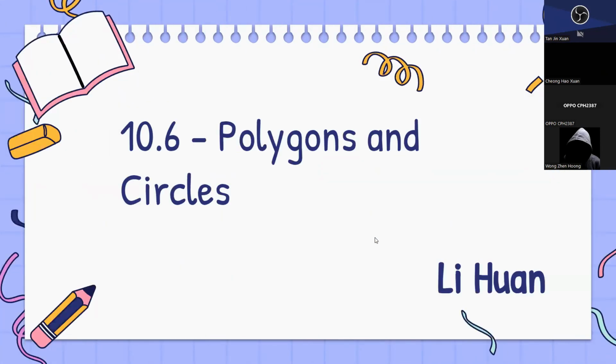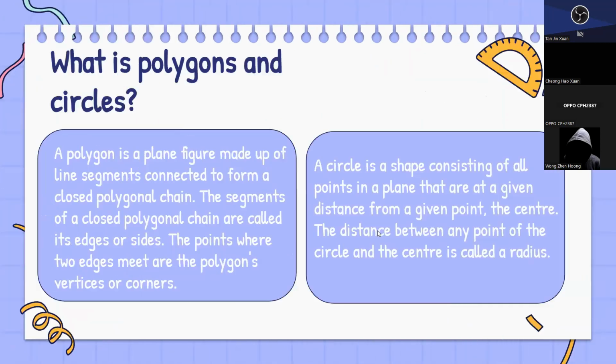I also shall present about polygons and circles. Next, please. A polygon is a plane figure made out of line segments connected to form a closed polygonal chain. The segments of a closed polygonal chain are called its edges or sides. The points where two edges meet are the polygon's vertices or corners.